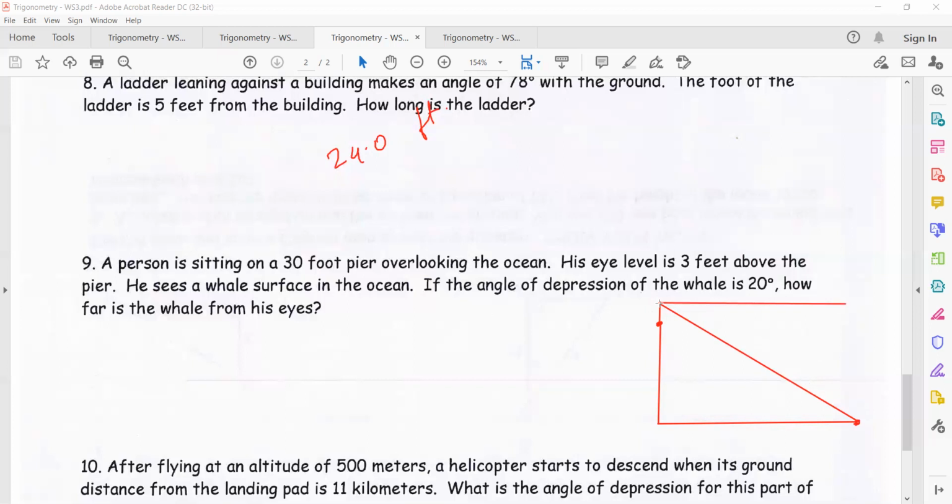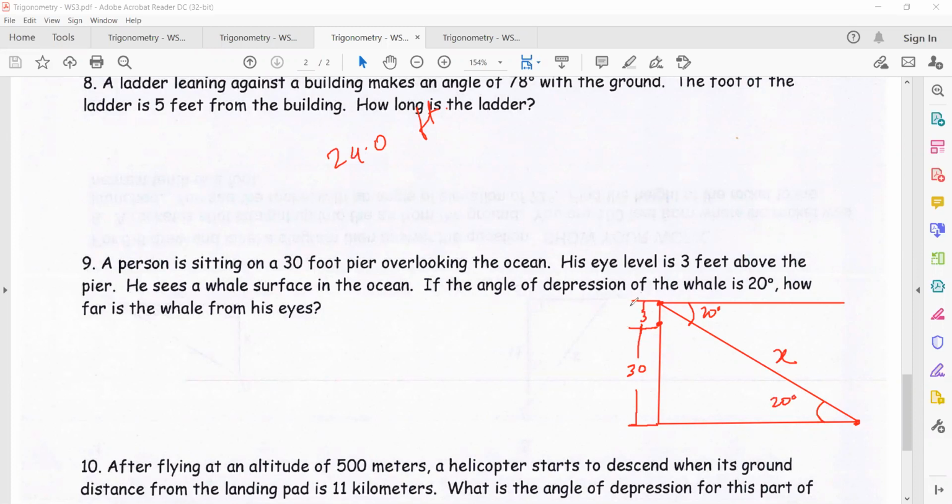Now let's write the information here. Let's label it. From here to here, this is 30 feet. And from here to here, this is 3 feet, his eye level. And this is 20 degrees. What you have to find is how far the well is from his eyes. His eyes are here and the well is here, so this distance you have to find. You can take this angle as 20 degrees.